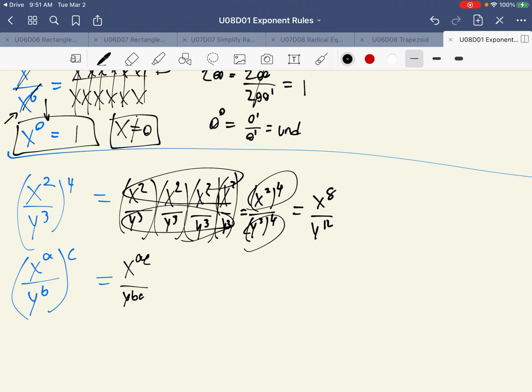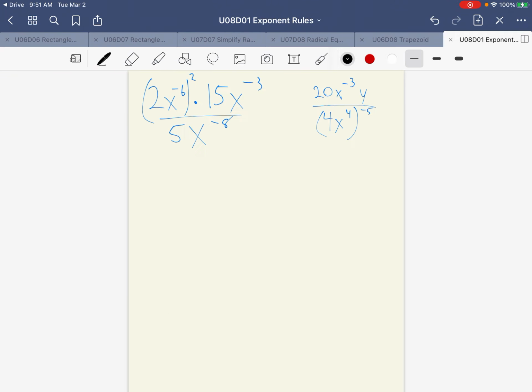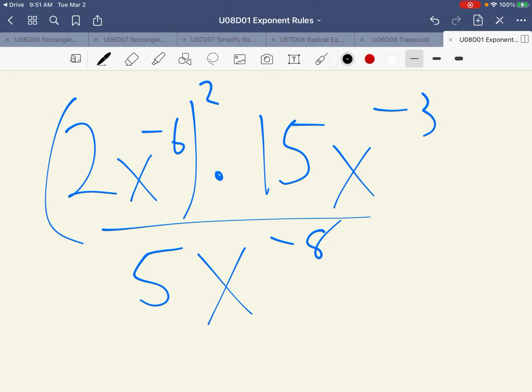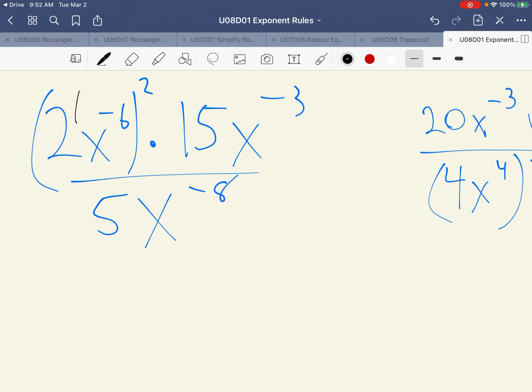All right, let's take a look at two more complicated examples. So this is our first complicated example. It has multiple properties being used in it. First, we're going to apply the power rule. So the power rule will apply to both the 2 and the x, so that will become 2 to the 2nd and x to the negative 12. Everything else will stay the same for now.